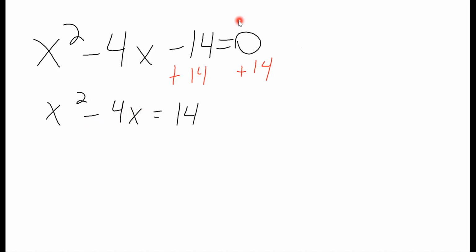We're going to take that negative 4 and we're going to divide it by 2. So negative 4 divided by 2 is going to become negative 2. So I'll write this off to the side.